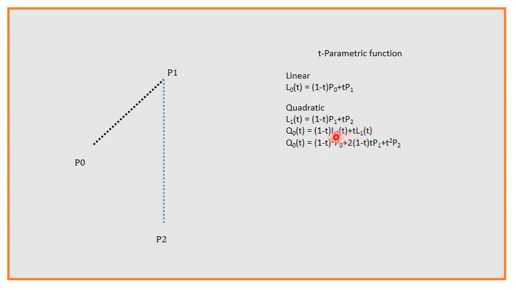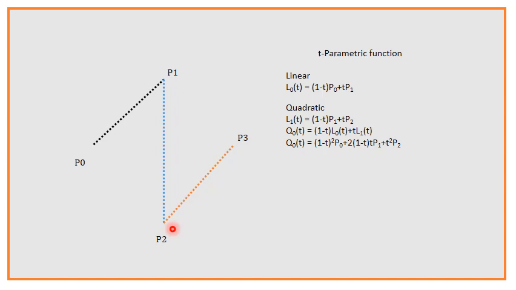So in this the L0 equation is substituted, and the equation becomes the quadratic equation Q0 of t is equal to (1 minus t) whole square of P0 plus 2 into (1 minus t) of t P1 plus t square P2. While expanding this, we can get this equation. And consider the third line.